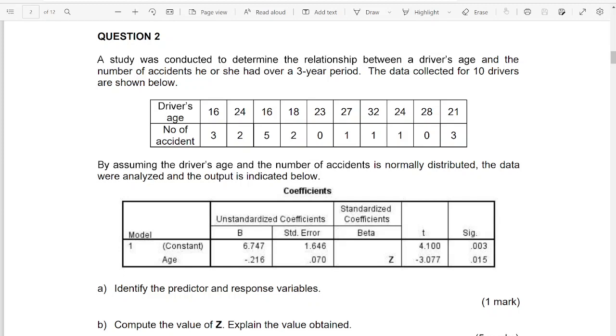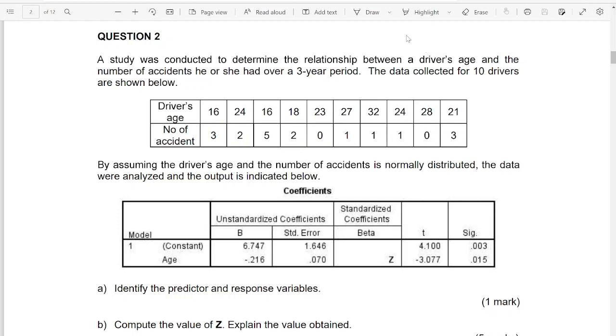Usually the predictor variable is the one we can use to predict something. That's why it is called the predictor variable. So if you are asked to identify the predictor and the response variable, the response variable is the dependent variable, or sometimes also called endogenous. So there is exogenous and endogenous.